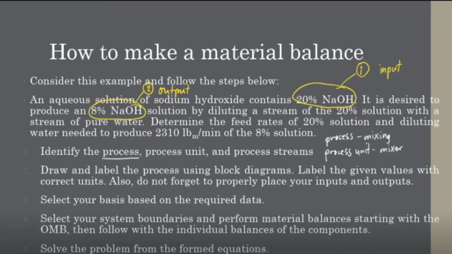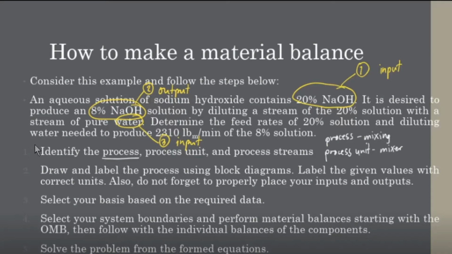Of course, we will be mixing water, and that is another process stream. We want to produce the 8% sodium hydroxide solution by diluting a stream of the 20% solution, which is one of our inputs, with a stream of pure water. Water is our process stream number 3, and this is considered as another input. So by dissecting the problem, we have determined that the process is mixing, the process unit is a mixer, and we have 3 process streams. We have 2 input streams and 1 output stream. We are done with step number 1.